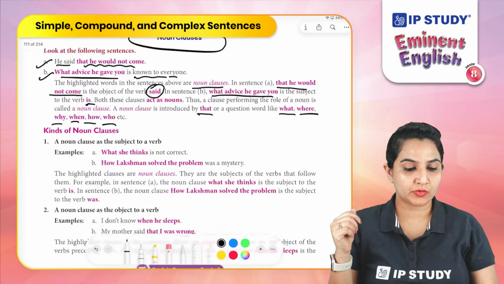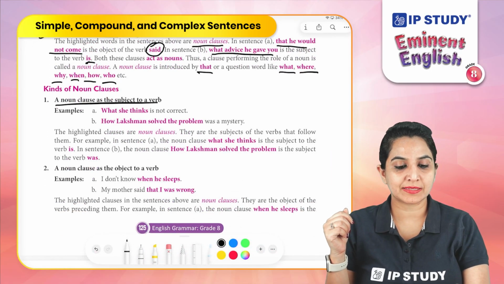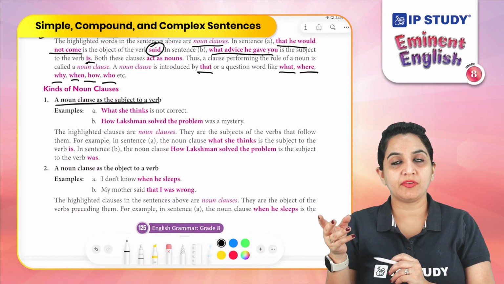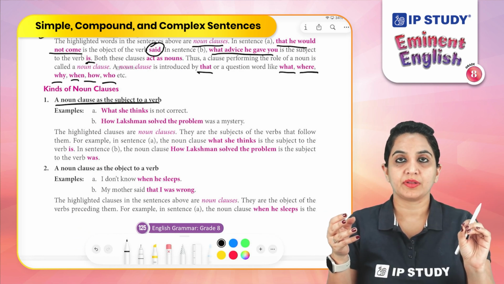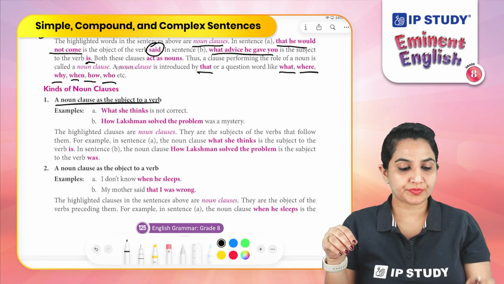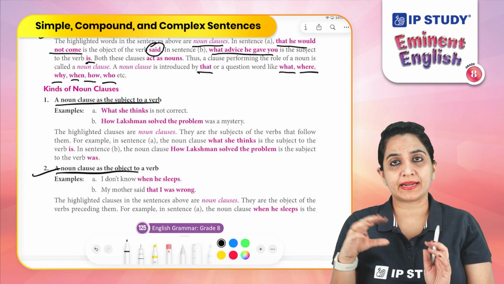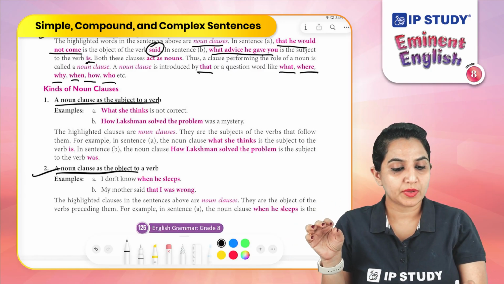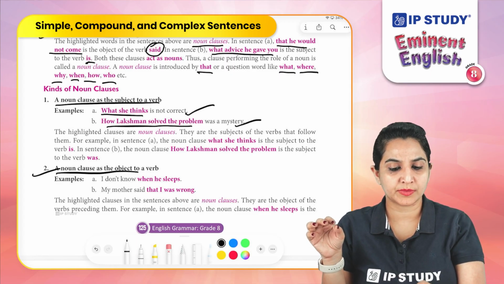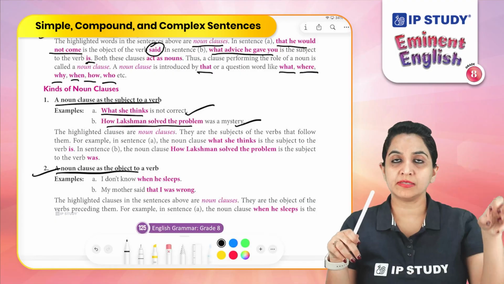The kinds of noun clauses are: a noun clause as the subject to a verb, when we have a verb, but the noun clause acts as a subject in the sentence. A noun clause when they act as an object to the verb. So, what she thinks is not correct. How Lakshman solved the problem was a mystery. So the noun clause comes in the subject position.